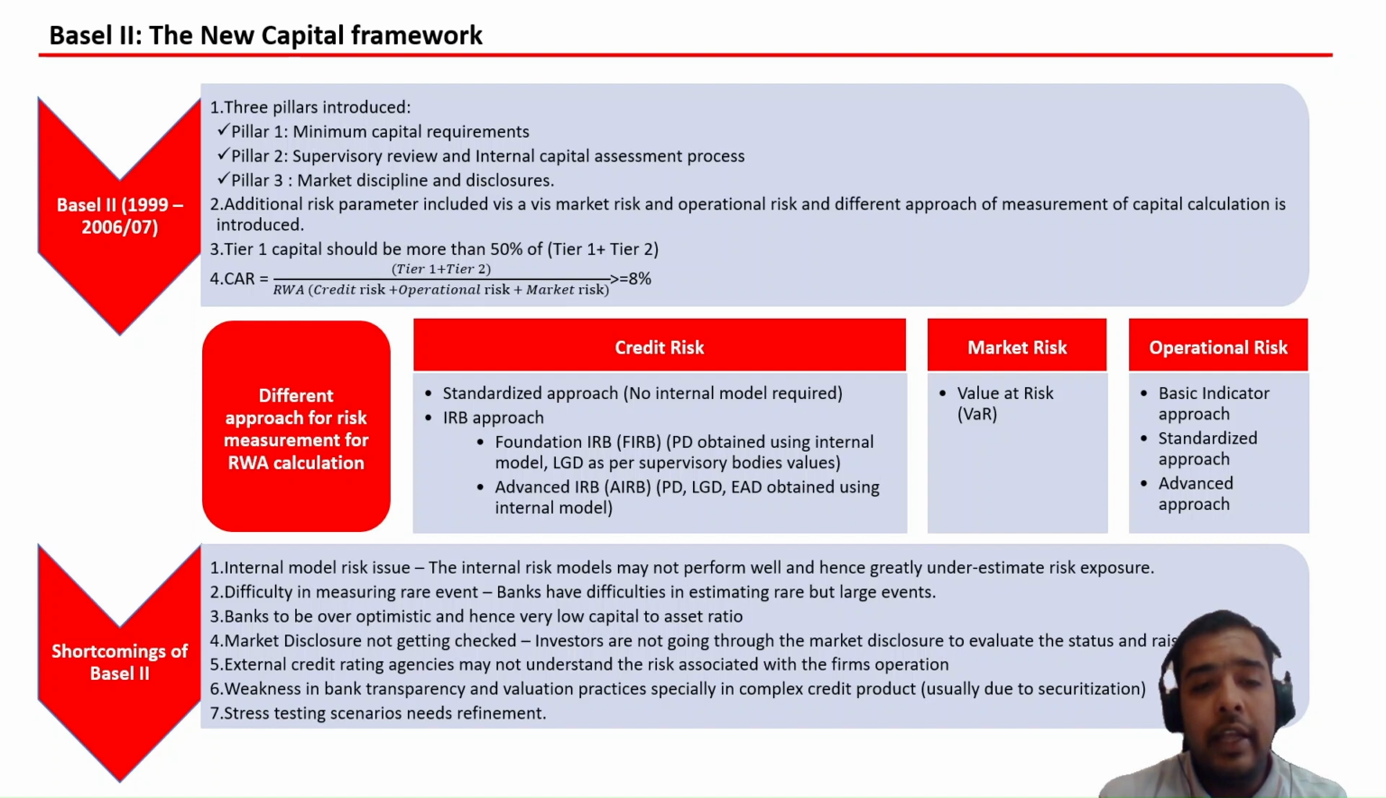In the IRB approach, banks can use internal models to calculate their capital requirement. To calculate the capital requirement, banks need the RWA number, which is derived from the PD, LGD, and EAD numbers of their portfolio. Under the IRB approach, two approaches are defined: foundation IRB and advanced IRB. In foundation IRB, PD is estimated using the internal model, and LGD and EAD are taken from the supervisory values. In AIRB, the bank can use internal models to estimate its PD, LGD, and EAD numbers and accordingly calculate the capital requirement.